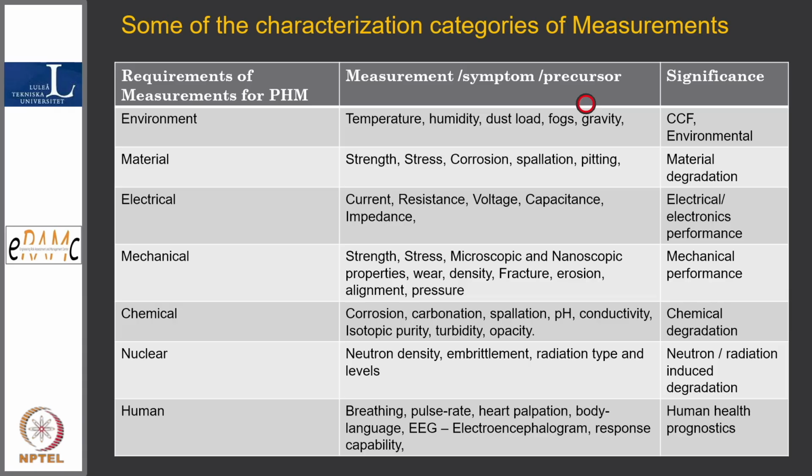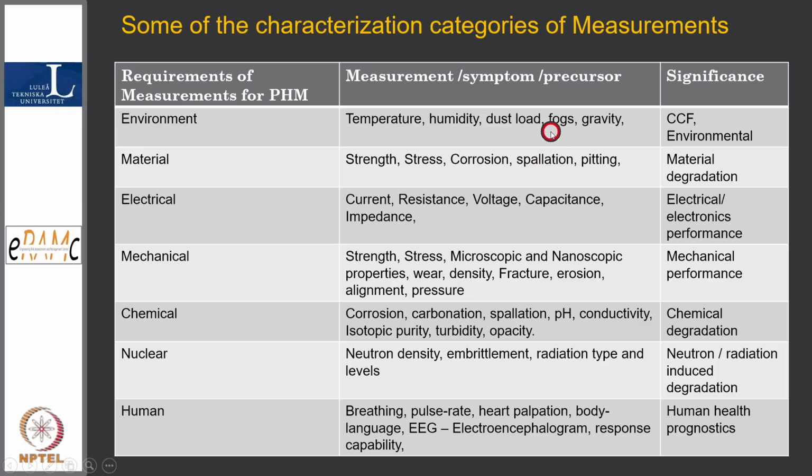Material: we know that stress, strain and corrosion are very important. We have to monitor spallation and pitting. They are the first sign of spallation and pitting, the first sign of aging and material degradation actually. Then electrical, which is a little different: current, voltage, capacitance, impedance.